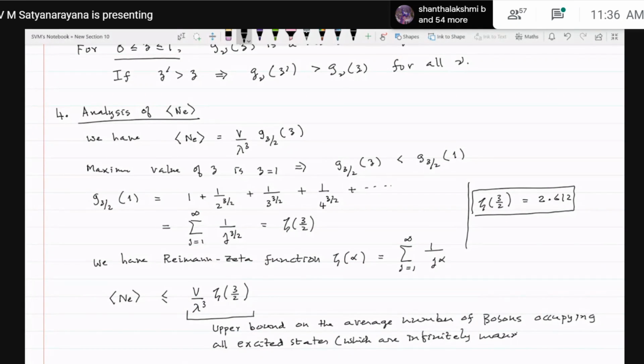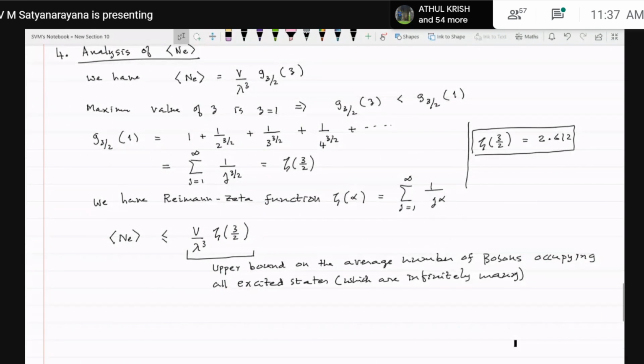This is an intriguing result for bosons. There are infinitely many states, but they cannot hold infinitely many particles. There is an upper bound on the average number of particles that all the excited states together can hold. I do not know if you find it intriguing, but this is the nature of these bosons.